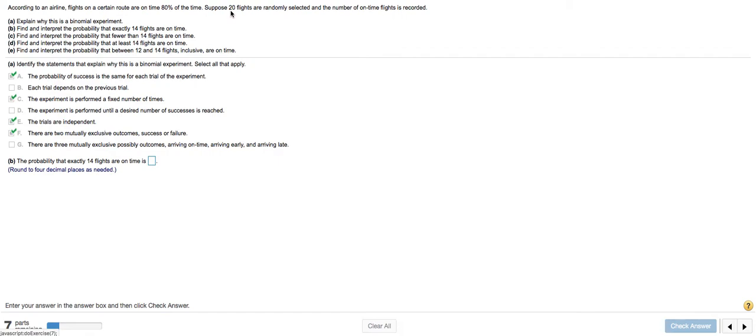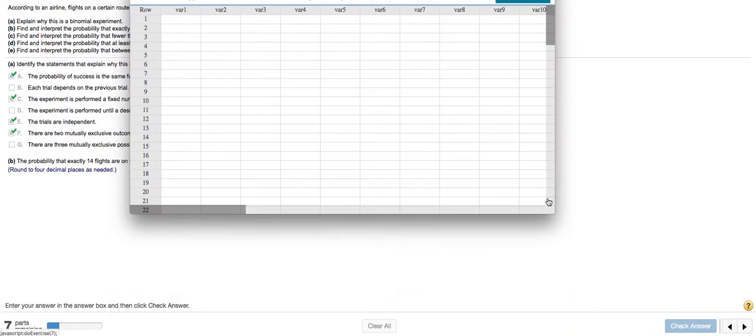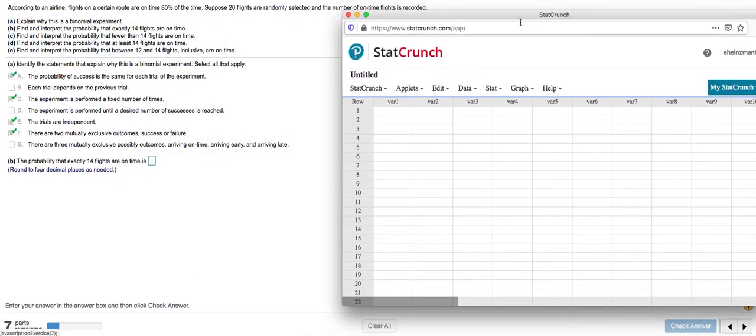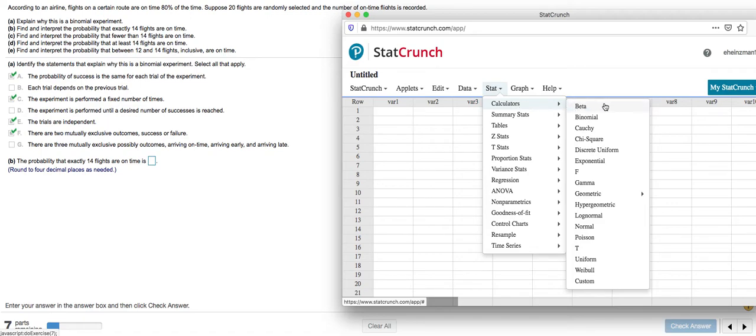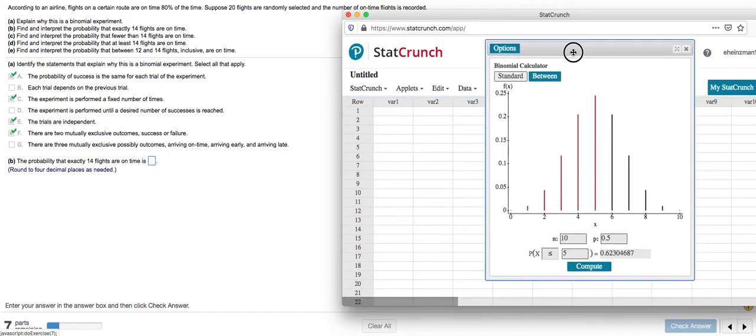Okay, to use technology to get this, in class we talked about how you could do it by hand, but there's a calculator in StatCrunch. So you can click on where it says question help, go down to StatCrunch, and there's no data, but it does open StatCrunch for us, and we can use a calculator to figure this out. Go to Stat, Calculators, and we're going to select binomial because we're talking about a binomial experiment. So here's the calculator, and what we would like to do is input the information from this part of the question into here.